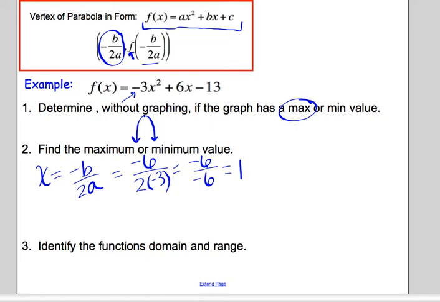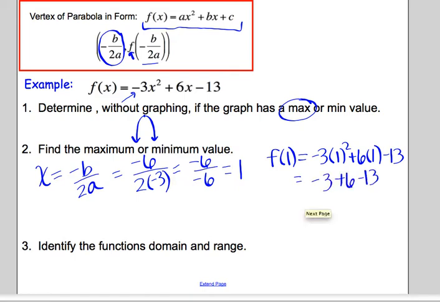To find the y value, we're going to find f of 1. We're going to plug 1 into the equation. We'll have negative 3 times 1 squared plus 6 times 1 minus 13. A little simplifying gives us 3 minus 13, so we get negative 10. The maximum is at the point 1, negative 10.